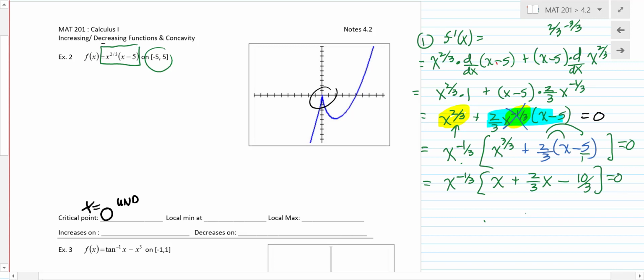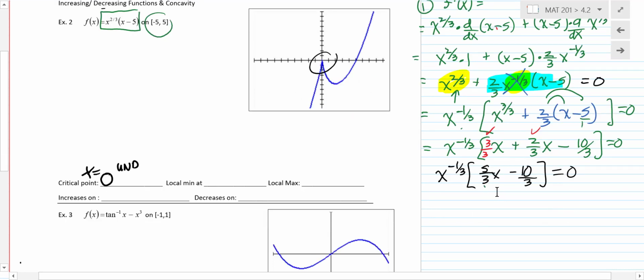Is that good? Okay, I got a like term here, so I'm going to go ahead and just write that as 3/3 x. That way I'm getting a common denominator. So 3/3 x and 2/3 x is going to be 5/3 x. So you're going to end up with x to the negative 1/3 times 5/3 x minus 10/3 like that equals 0. Okay, now you've got that in a factored form, and then you're going to have the ability now to set those two factors equal to 0 and solve. Okay, you can do that.